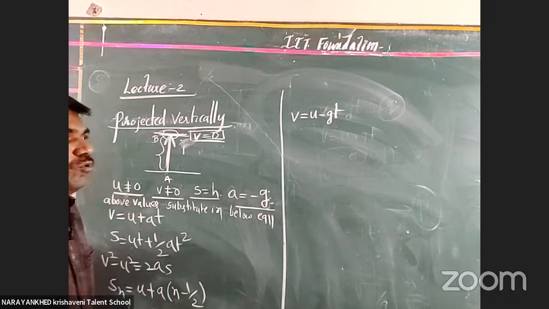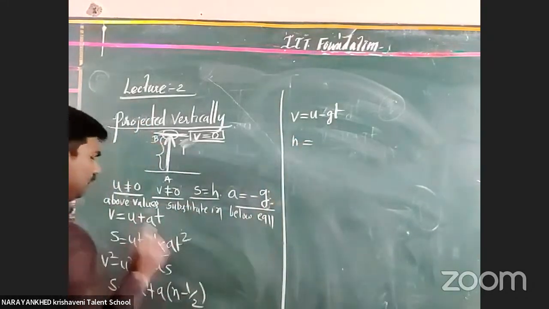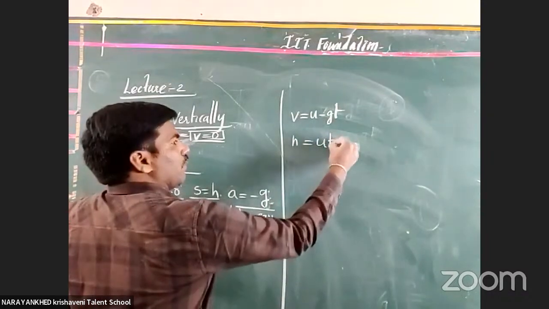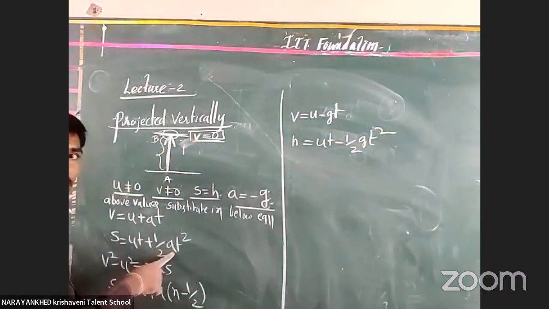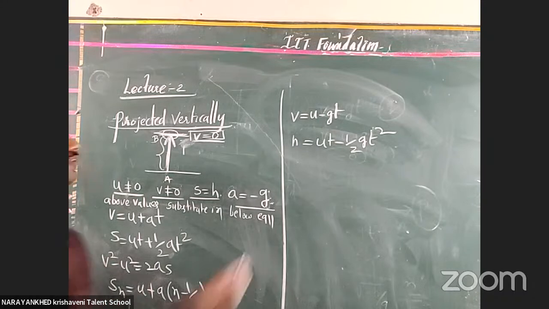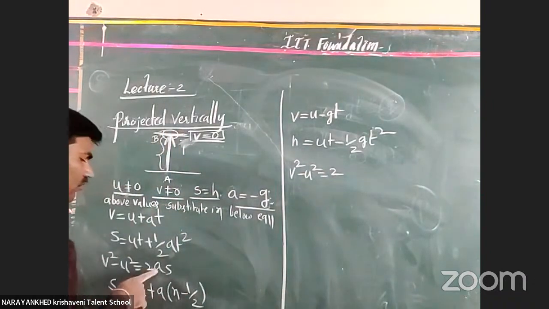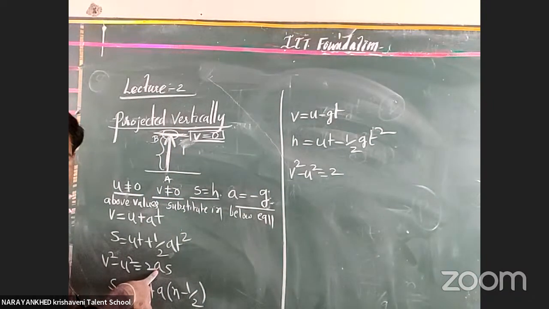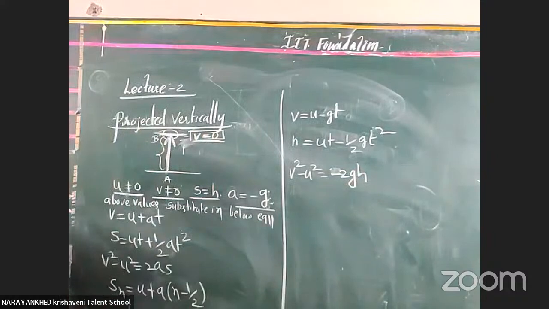v is equal to u minus gt here, and s is equal to h here. Now, h is equal to ut minus half gt square. Simply, a changes to minus g, and s is h only. Got it? And next, v square minus u square is equal to 2as, where a is minus g. So it becomes minus 2gh. Clear or not, all the students? It becomes minus 2gh.